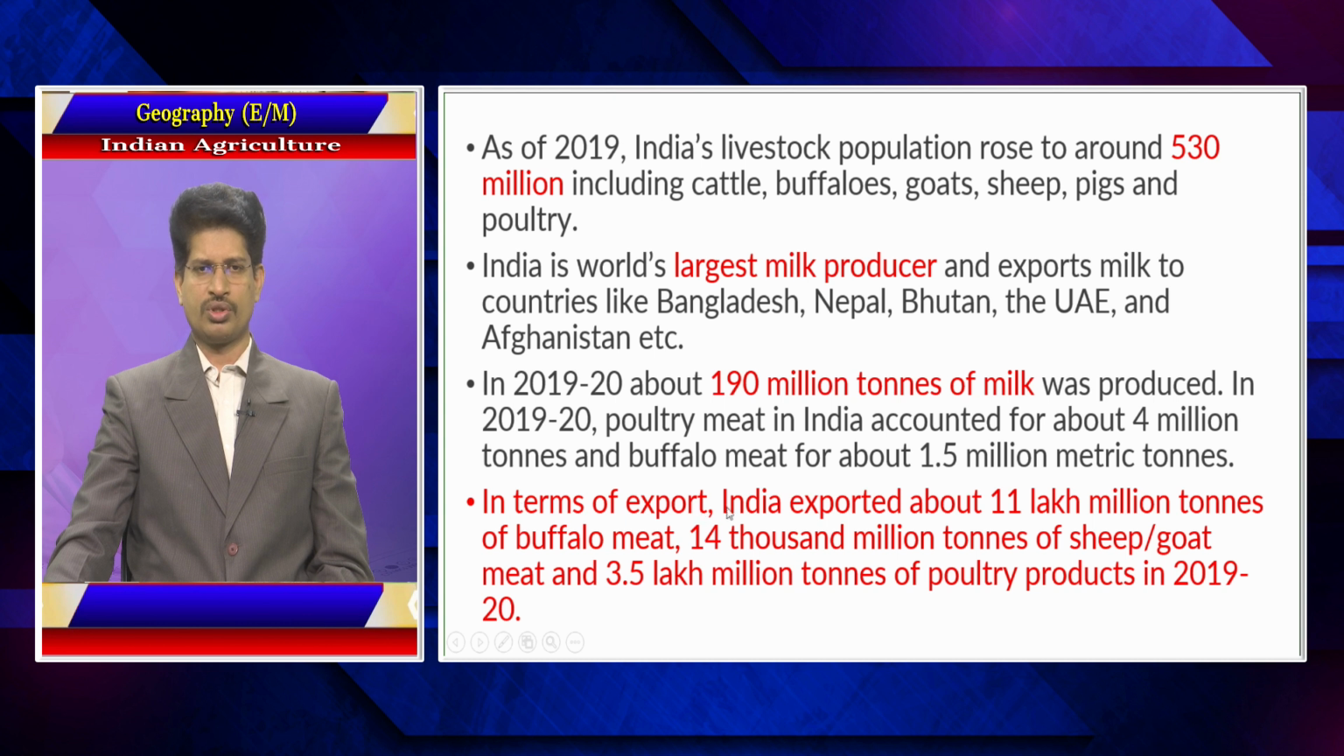In terms of exports, India exports about 11 lakh million tons of buffalo meat, 14,000 million tons of sheep, goat meat and 3.5 lakh million tons of poultry products in 2019-20. So this data can also be used in making objective bits in terms of Indian agriculture.